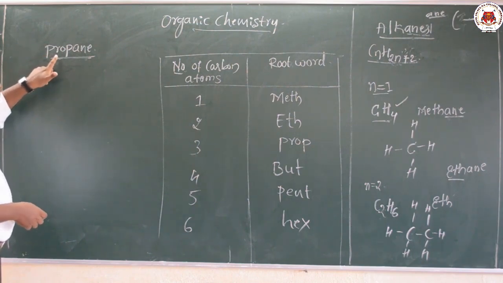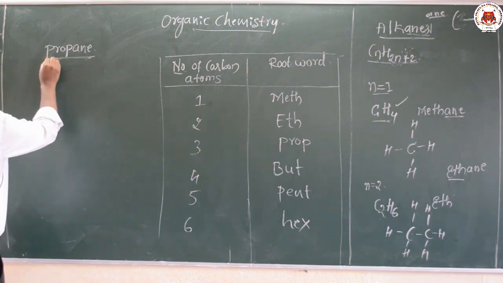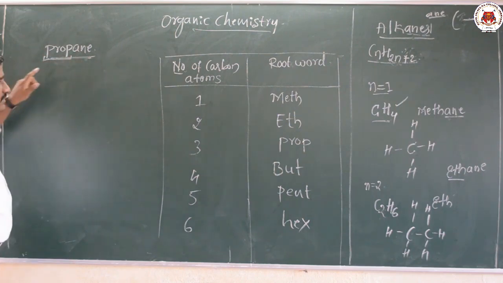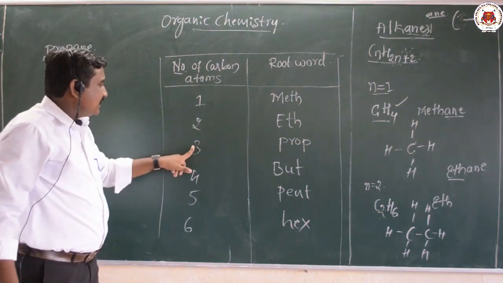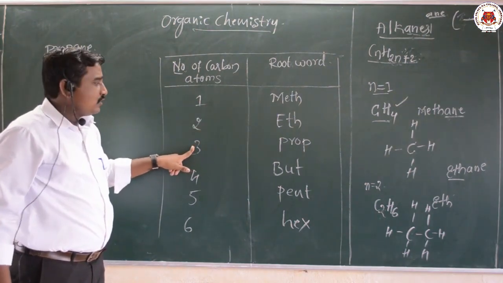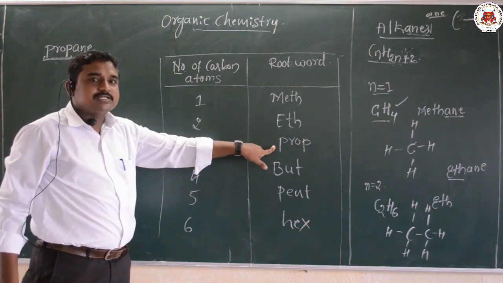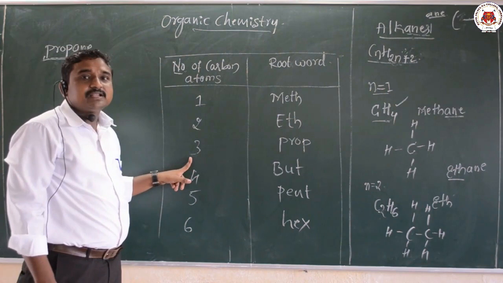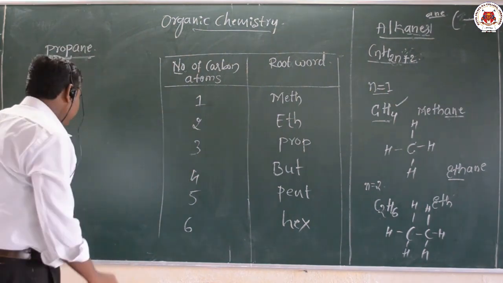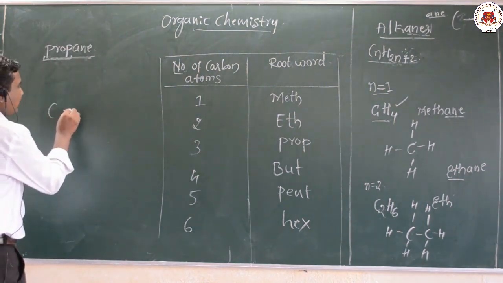So first we understand this prop. Prop is the root word, and it means the number of carbon atoms should be 3. So as soon as we see the root word prop, we know the compound contains 3 carbon atoms. So first you have to write 3 carbon atoms.